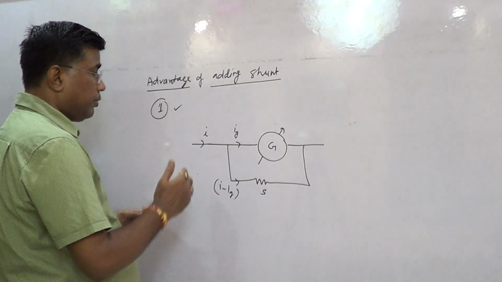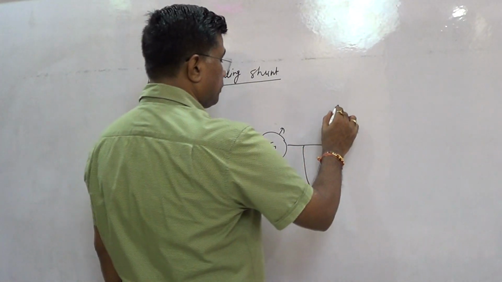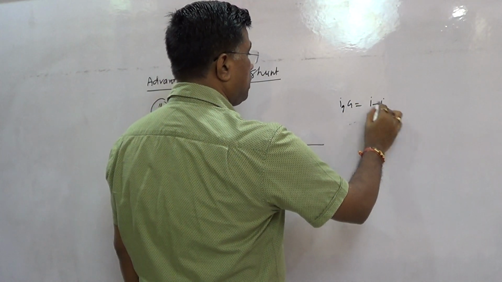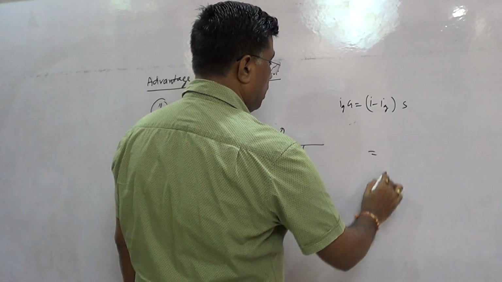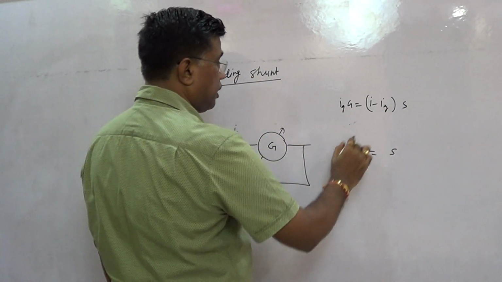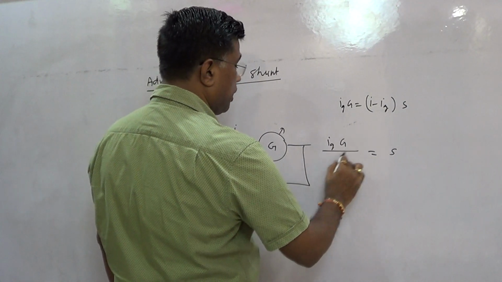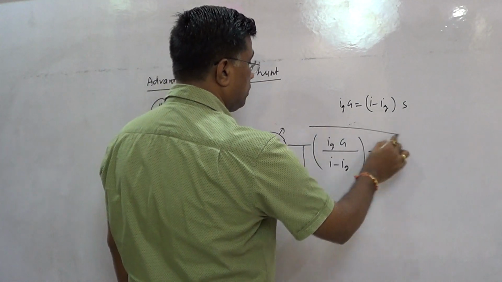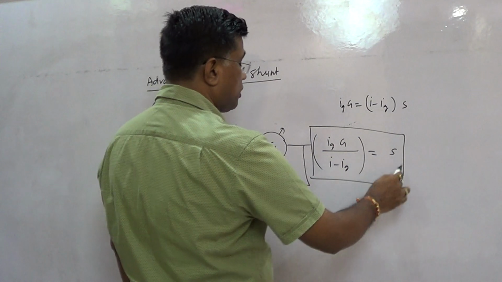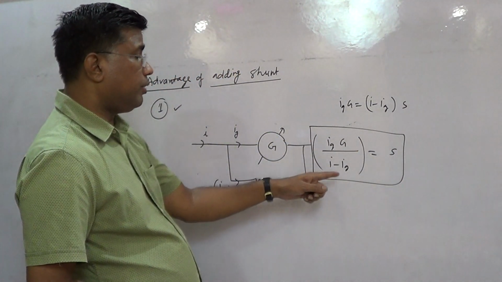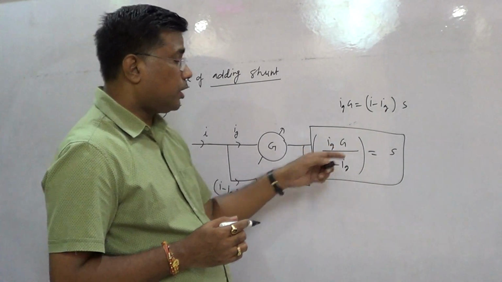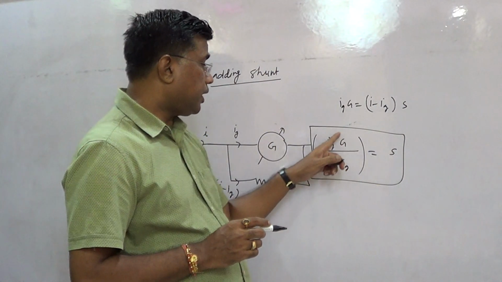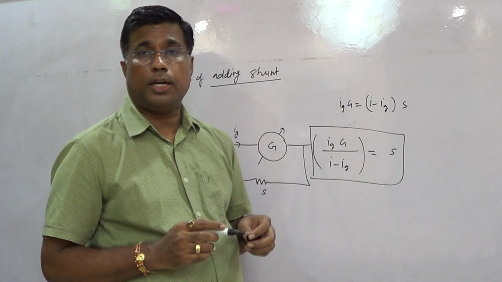Student, in previous video I derived one formula, that is Ig into G equal to I minus Ig into S. By this formula we have derived the formula for shunt resistance, which is equal to Ig into G by I minus Ig. Student, this formula is very important, but before application of this formula you should know the meaning of all variables. This G is what? Resistance of coil of galvanometer. So you can write G is resistance of coil of galvanometer.